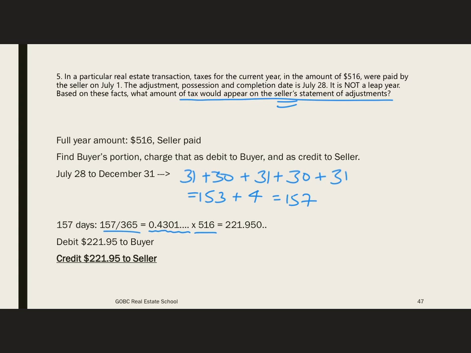So that is a debit to the buyer and a credit to the seller. So this will show up on the seller's statement. Again, because the seller already paid the $516, the $516 does not show up on either statement. So this is the only amount of property taxes that will appear on the seller's statement.